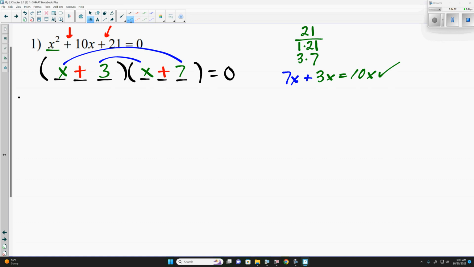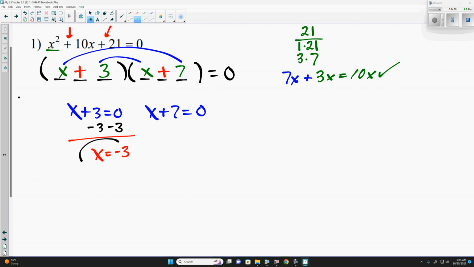Yes. Now, we do have two things multiplied together to equal 0. So one of them must be 0. So we have x plus 3 is 0, and x plus 7 is 0. So the first thing we can do is subtract 3 from both sides, telling us x is negative 3. And for the other one, we would subtract 7 from both sides, telling us x is negative 7, and that's it.